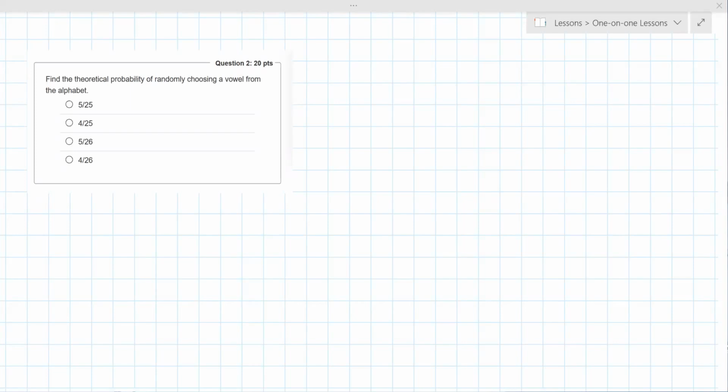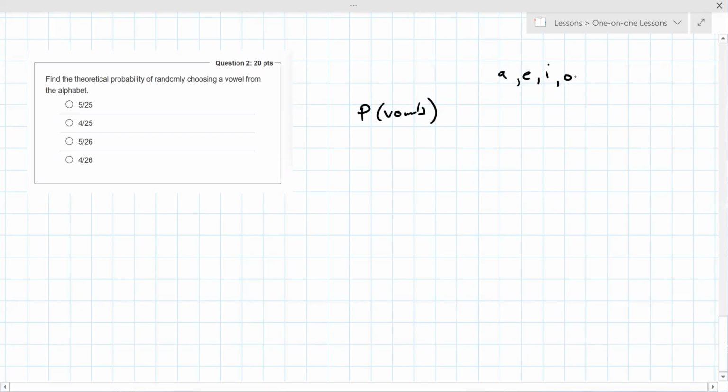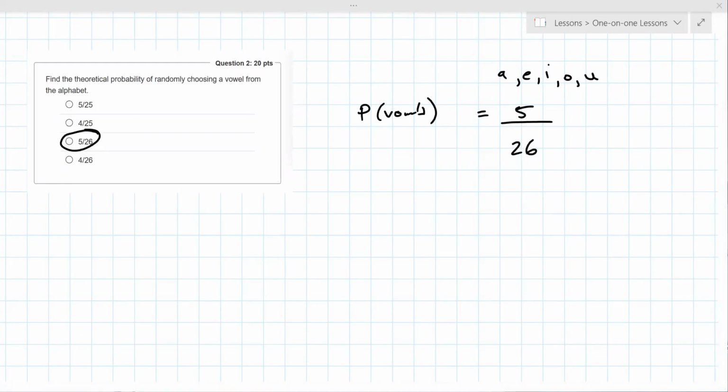So the answer would be C. It's like, how many vowels are there? A, E, I, O, and U. There's five vowels, and there's 26 letters in the alphabet, and that's why it's let's see.